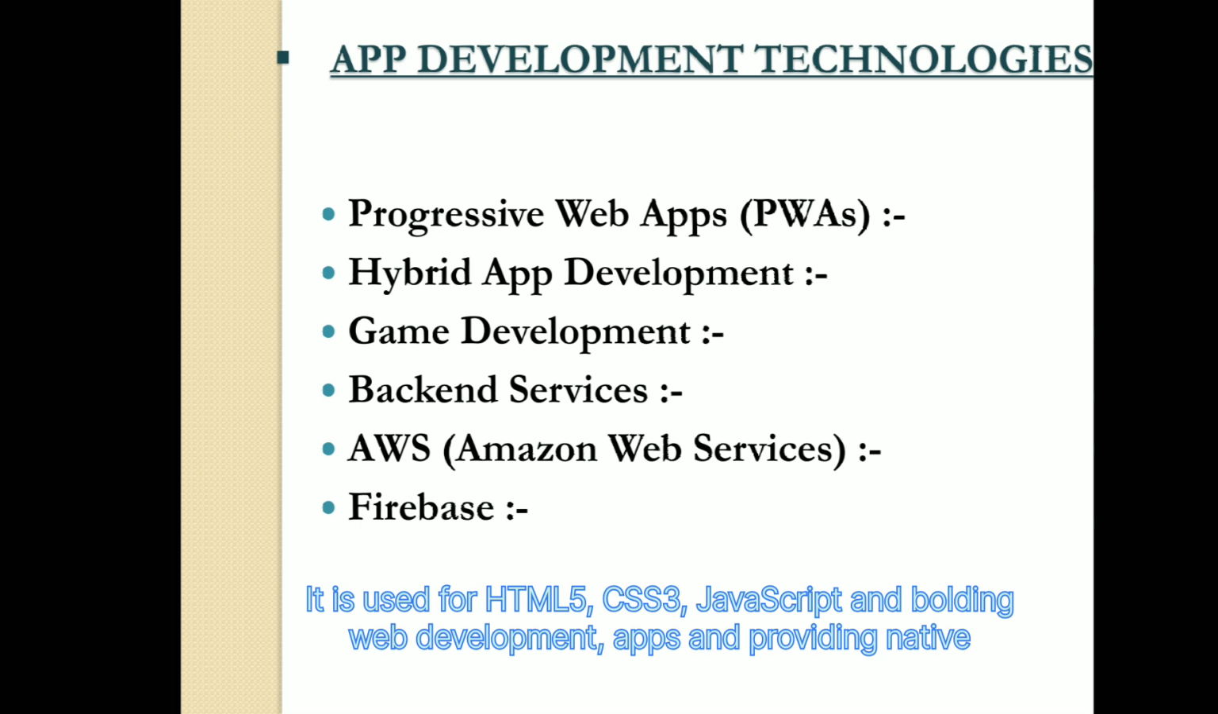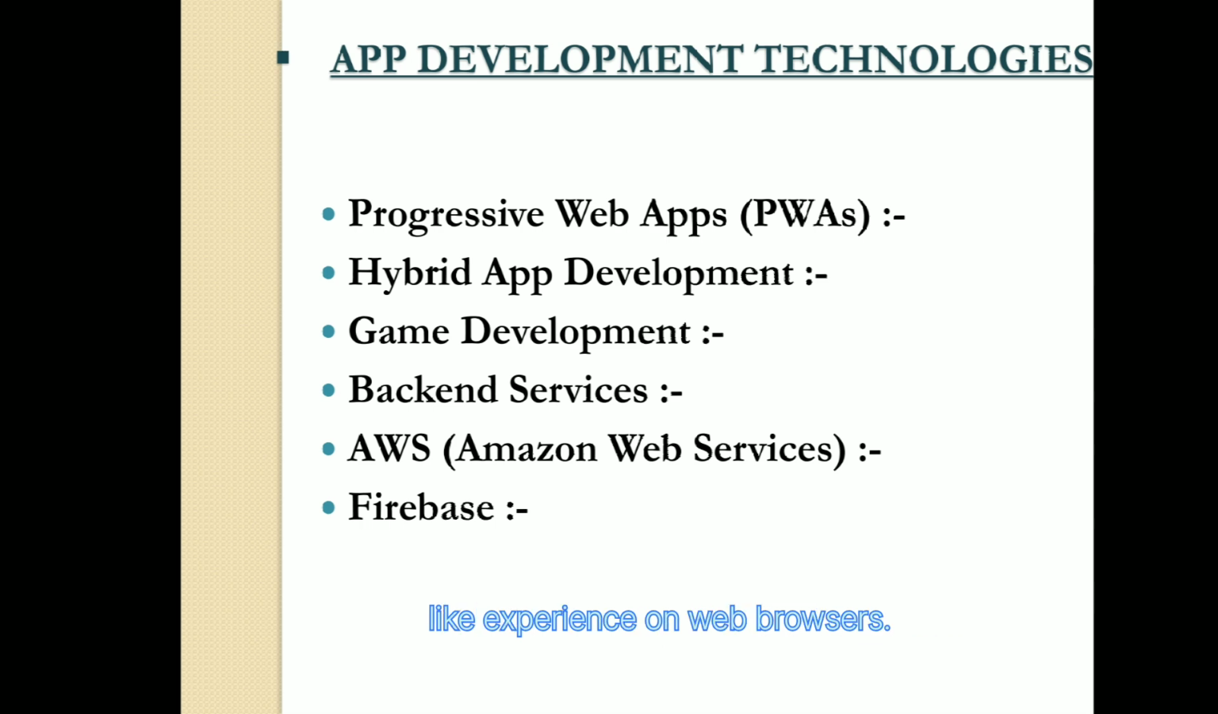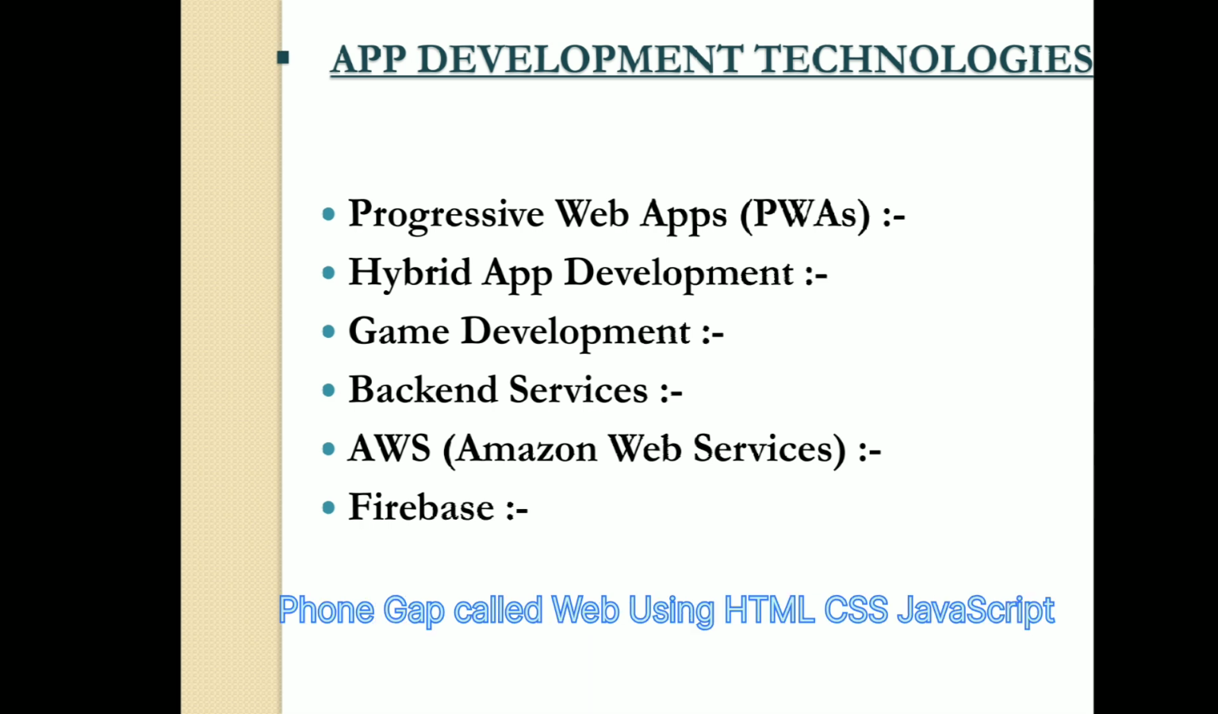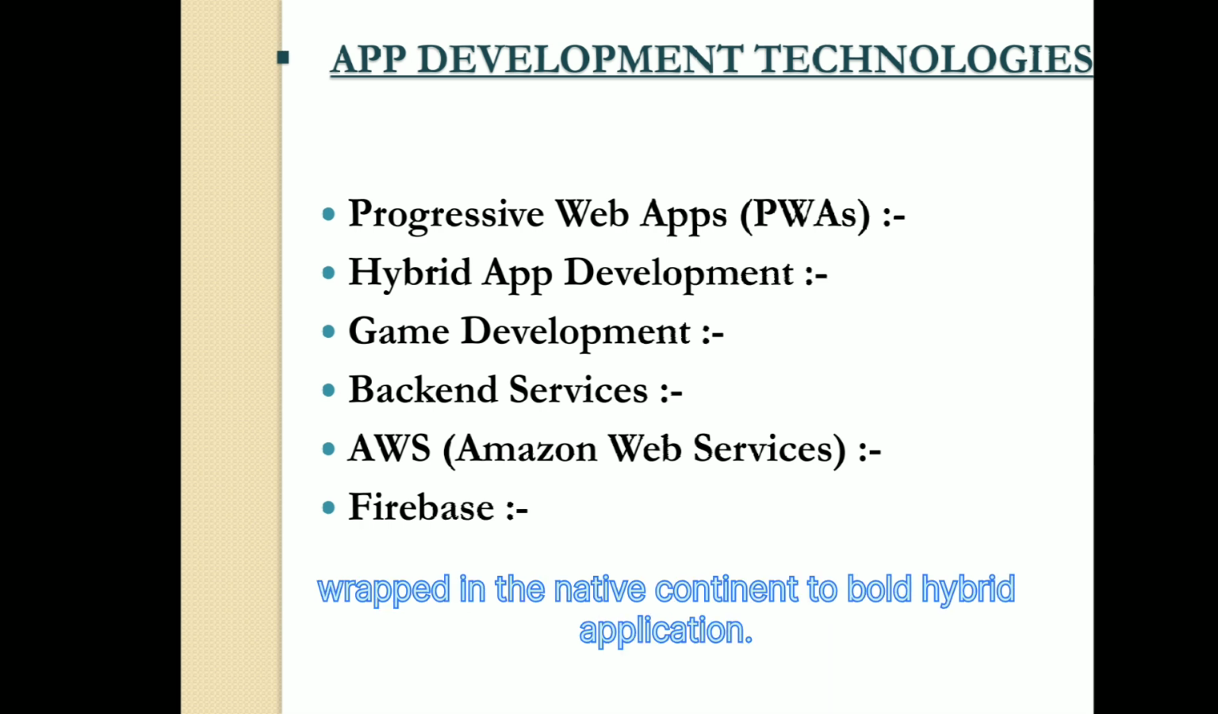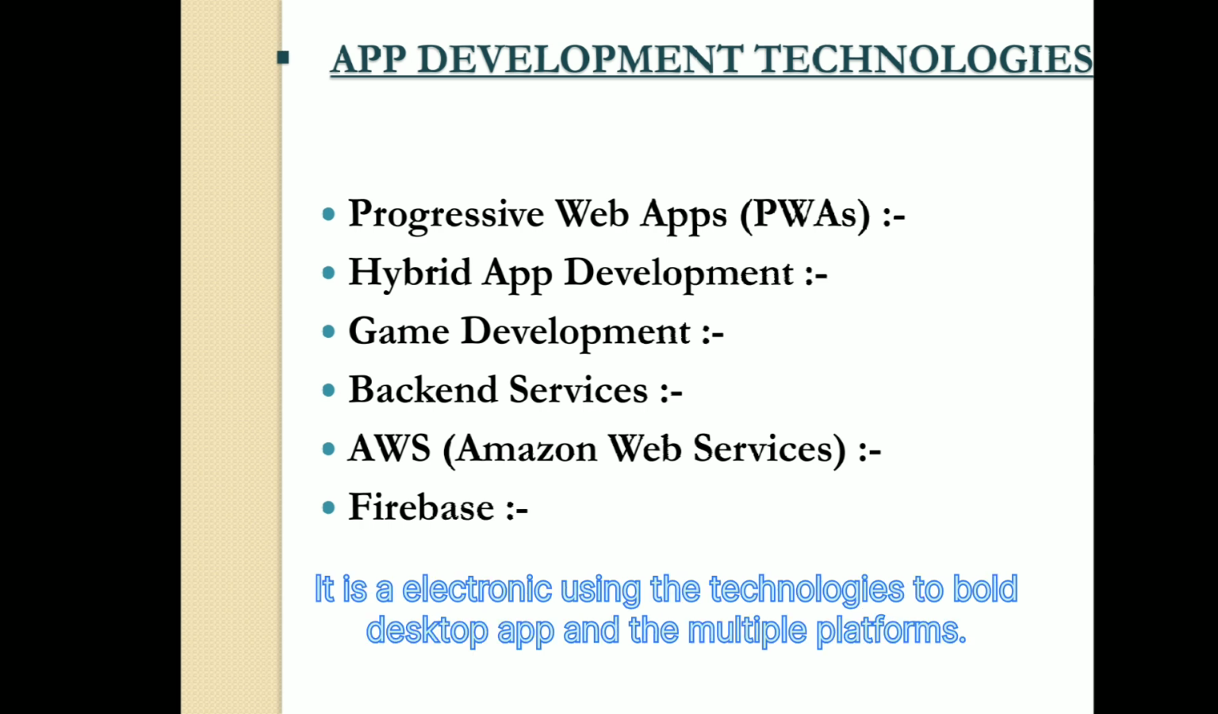It uses HTML5, CSS3, and JavaScript to build web apps, providing a native-like experience on web browsers. Next one is hybrid app development. PhoneGap codes web apps using HTML, CSS, and JavaScript wrapped in a native container to build hybrid applications. Electron uses these technologies to build desktop apps on multiple platforms.